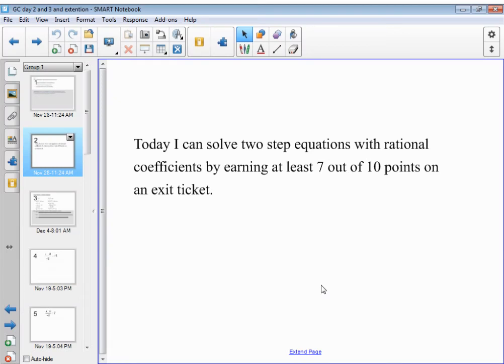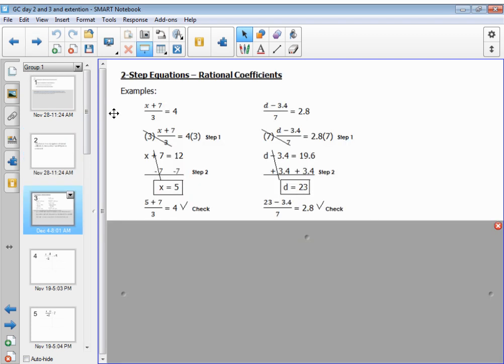Welcome to day 2 of solving two-step equations. What we are working on today is solving two-step equations with rational coefficients. And we want you to earn at least 7 out of 10 points on your exit ticket to show that you have mastered this. Now, hopefully by now you've grabbed your notes from the front.